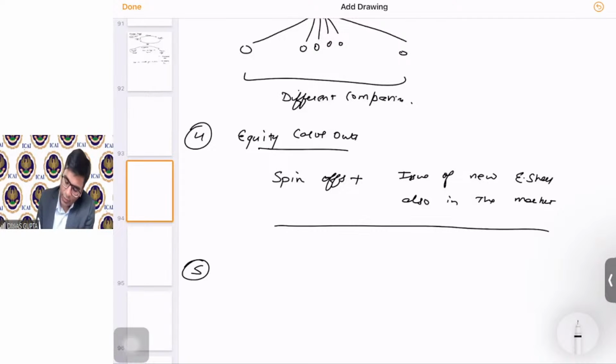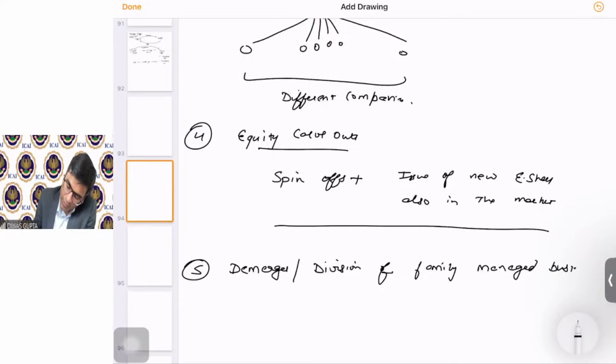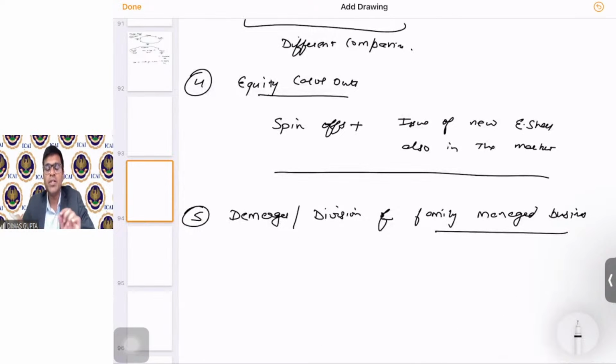Fifth is actually the demerger or division of family managed business. So typically in any country, the family managed businesses, the business houses which are managed by some families, if let's say they want to divide, right? If there is a division in that, so this part takes care of that divestiture, right? The companies will get distributed or divided on a going concern basis into the different family groups. Okay.